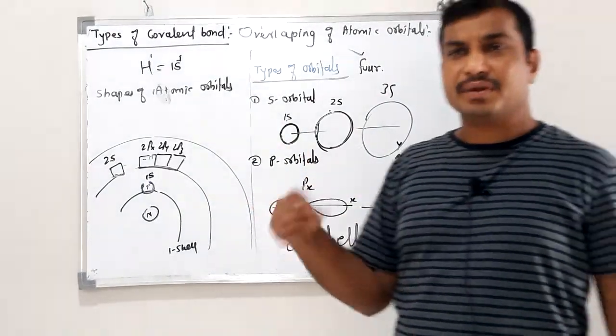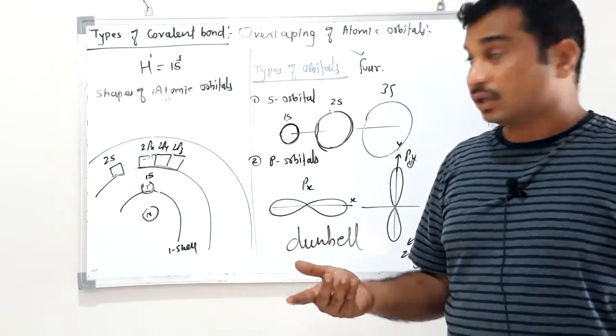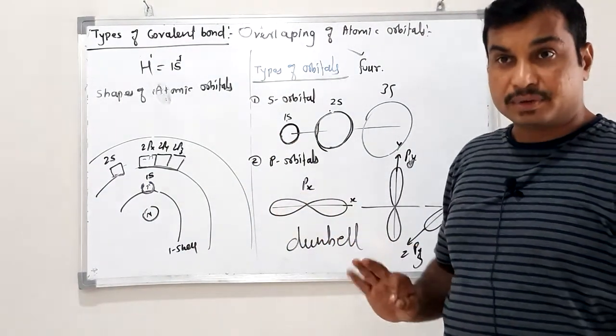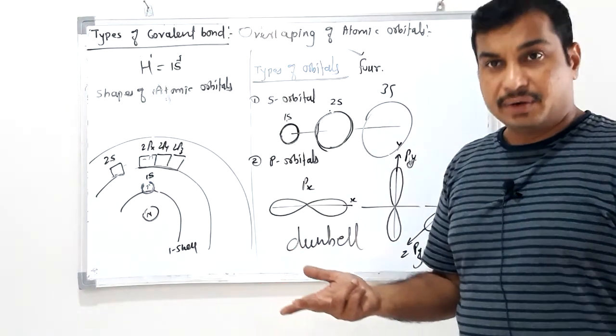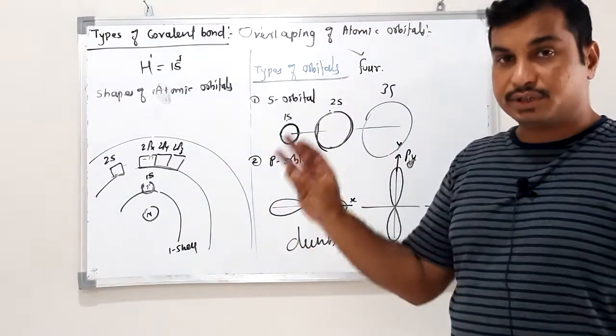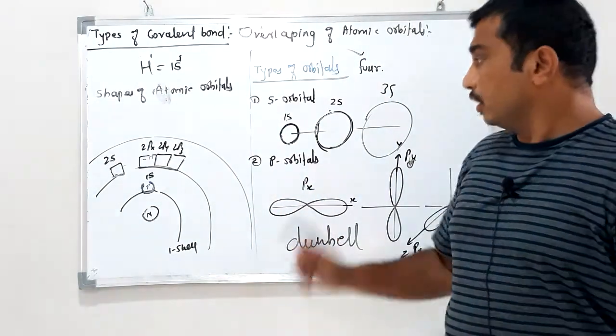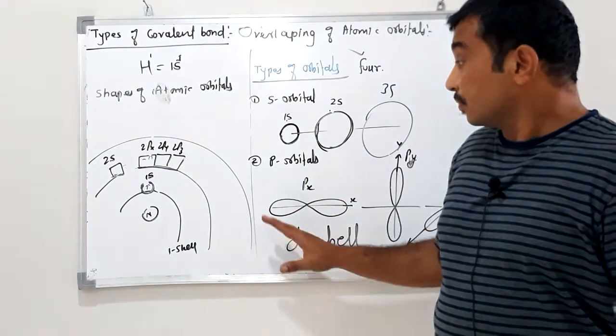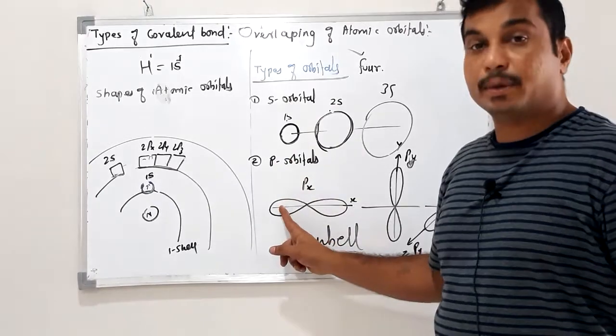Now the d orbital has a somewhat complicated shape. I don't want to discuss it here now. And the f orbital is again very difficult. So forget about the shapes of d and f orbitals. Only remember s and p orbitals: spherical shape, dumbbell shape.